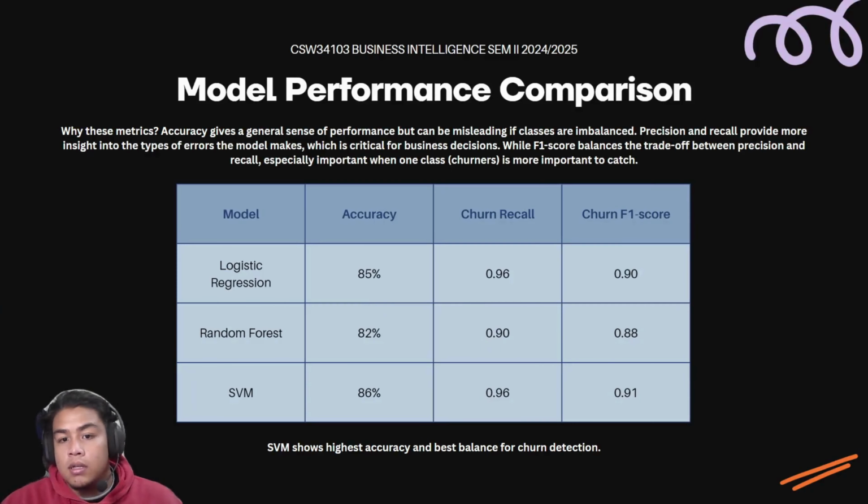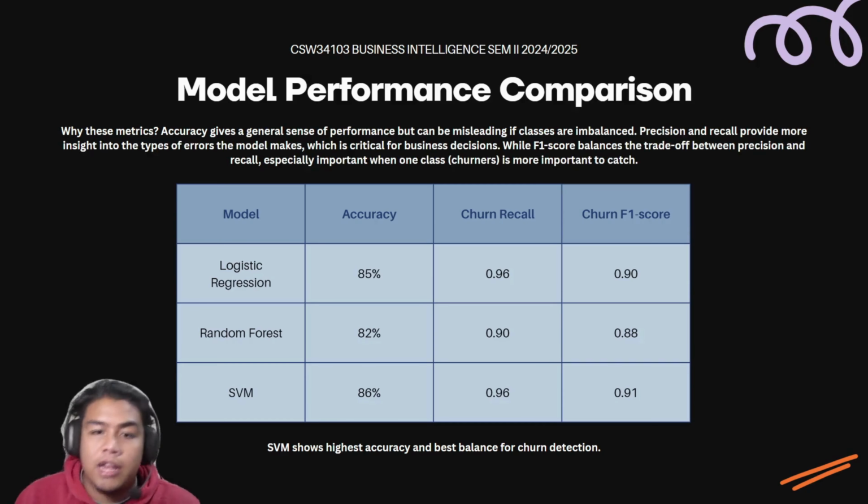Next, for the model performance comparison. First, the logistic regression model achieved 85% accuracy with a high churn recall of 0.96 and an F1 score of 0.90. This means it was very good at identifying churners.